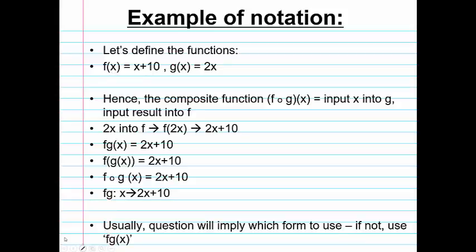As you can see here, g of x, this is x, the output is 2x. This is x, that's x plus 10. So if you wanted fg of x, you'd get g of x, which is 2x, and you put it back into f, giving you 2x plus 10. These are the four ways you can denote the composite function: fg of x is 2x plus 10, f of g of x is 2x plus 10, f of g of x is 2x plus 10, or fg is x goes into 2x plus 10. Usually the question will imply which form to use. If it doesn't, use the form fg of x because it's the simplest one.